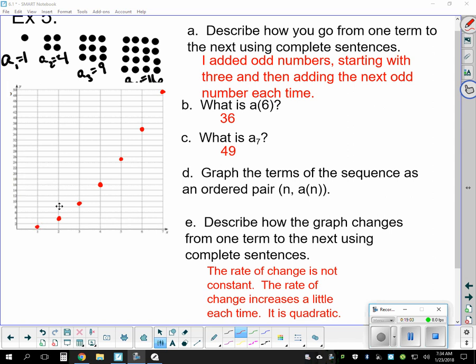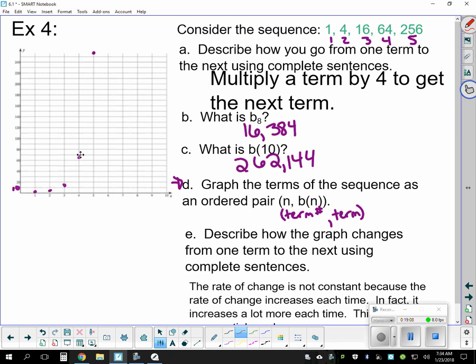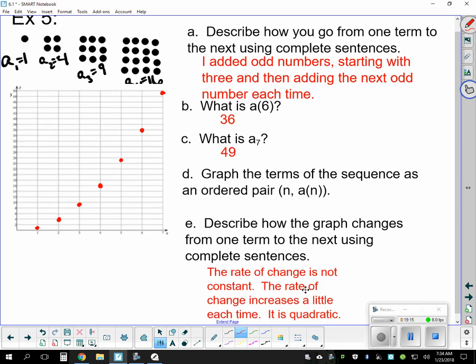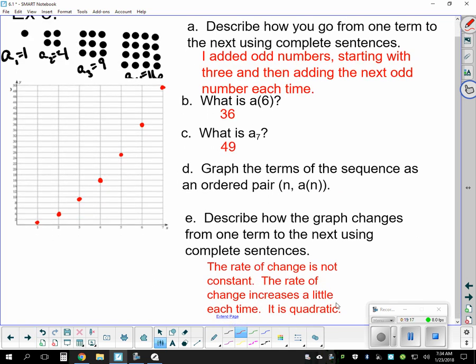You can see that your gaps get bigger, but it's not like the last graph where they got really big really quick. Okay, your rate of change didn't increase huge amounts each time. It's just a little bit. So the rate of change is not constant. The rate of change increases a little each time. That makes it quadratic. So again, this exponential quadratic thing, you might remember from last year, you might not. If you remember it, feel free to say it. Quadratic is when you're kind of looking like a small curve. You're just increasing a little bit on your rate of change each time, your slope each time.